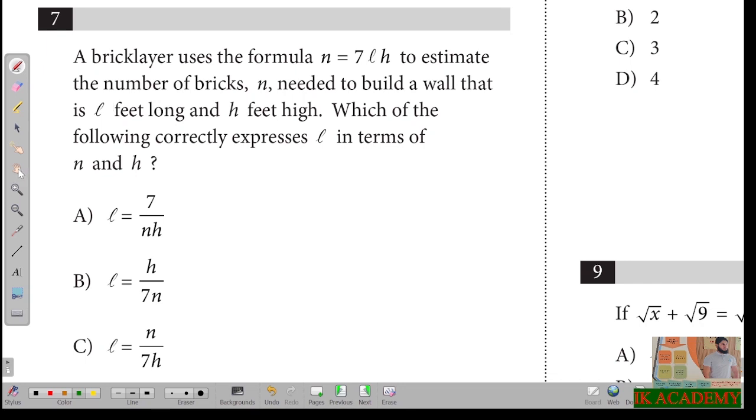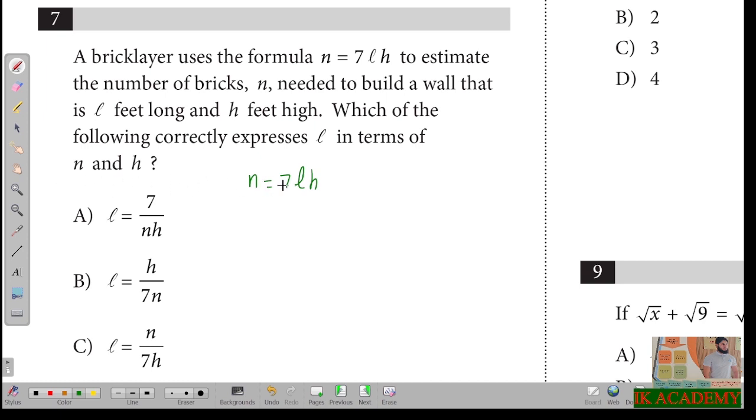So the question is, a bricklayer uses the formula N is equal to 7LH to estimate the number of bricks N needed to build a wall that is L feet long and H feet high. Which of the following correctly expresses L in terms of N and H?